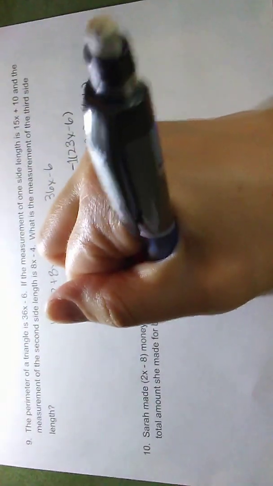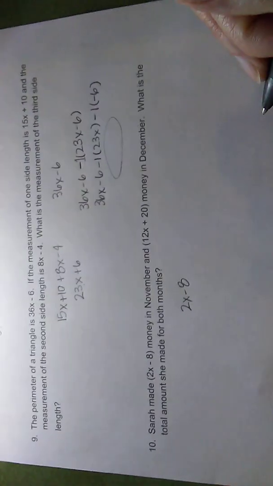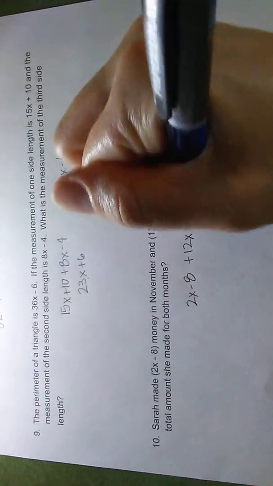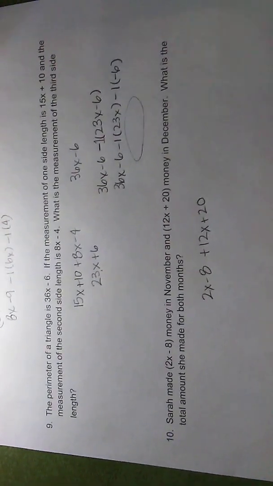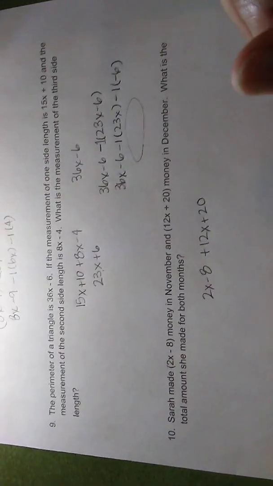Number 10. Sarah made 2x subtract 8 money in November, and 12x plus 20 in December. We really don't need the parentheses for this because there's no negatives in front of any of the parentheses, so it's just combining like terms.